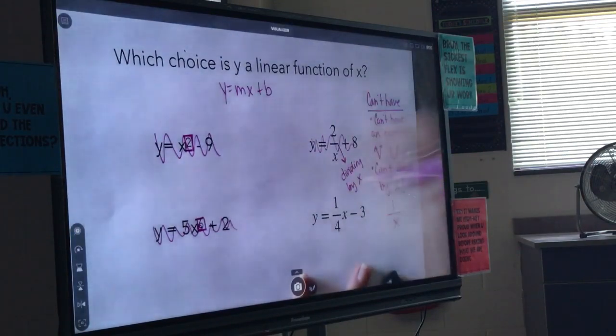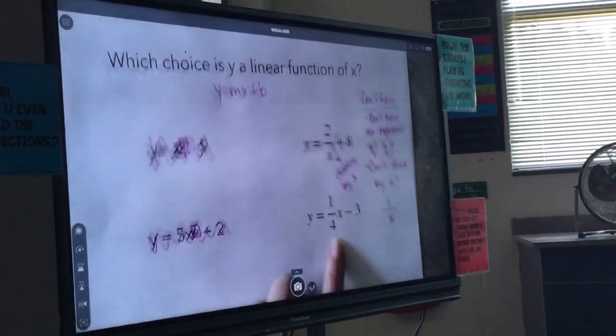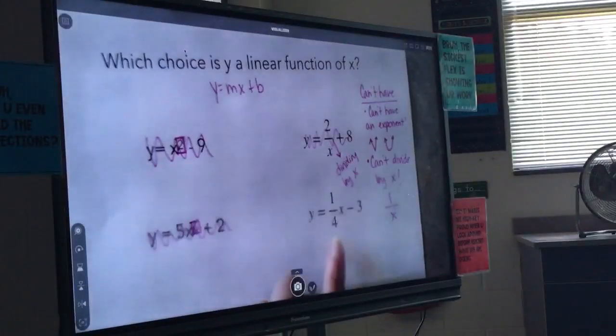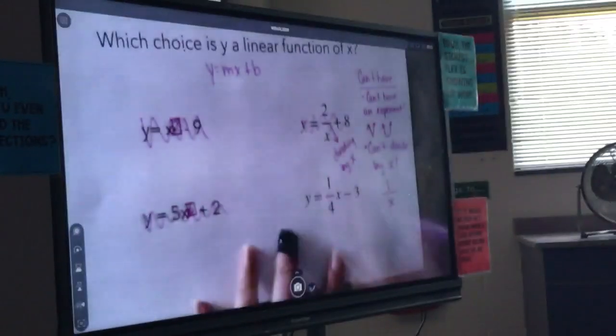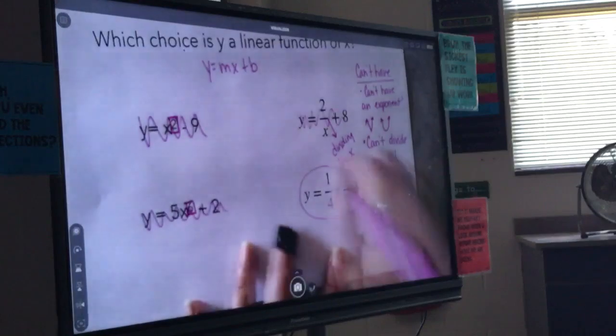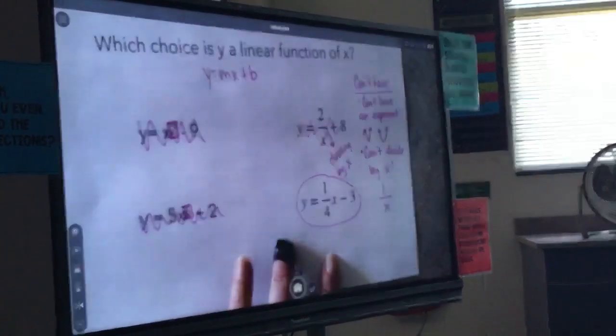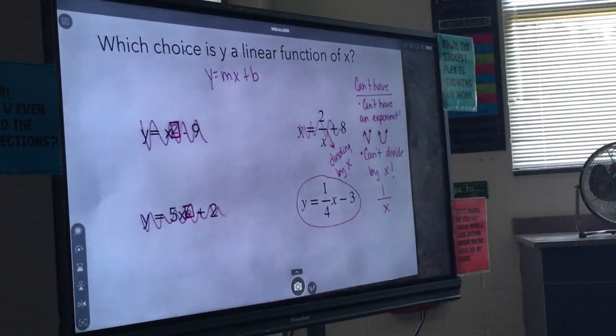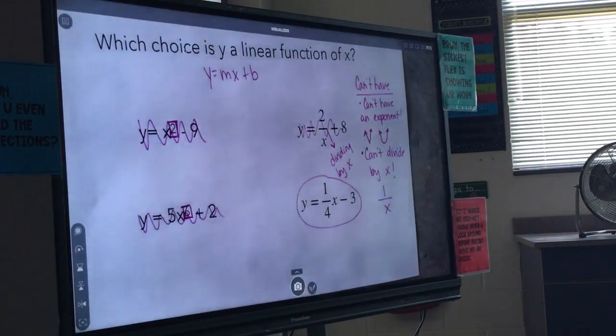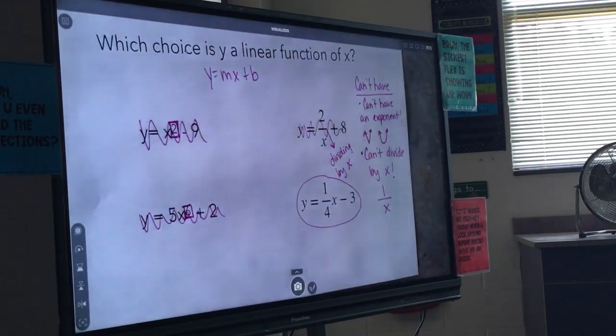by x. Now, why is this one okay? Why is that one okay? Like, why is this one the right answer? Jasmine. Because it doesn't have any exponents and you can't divide by that.